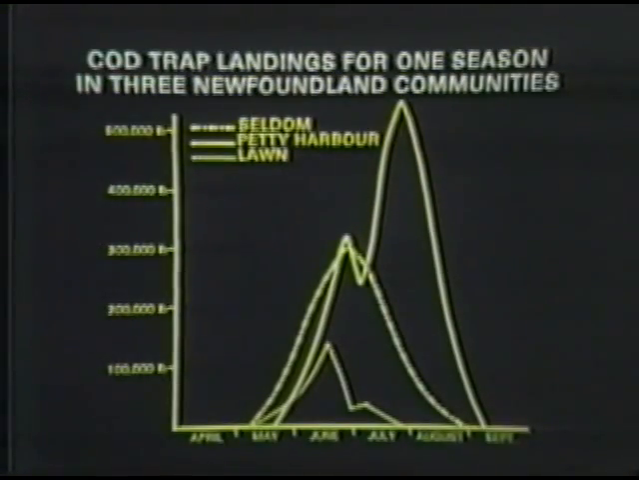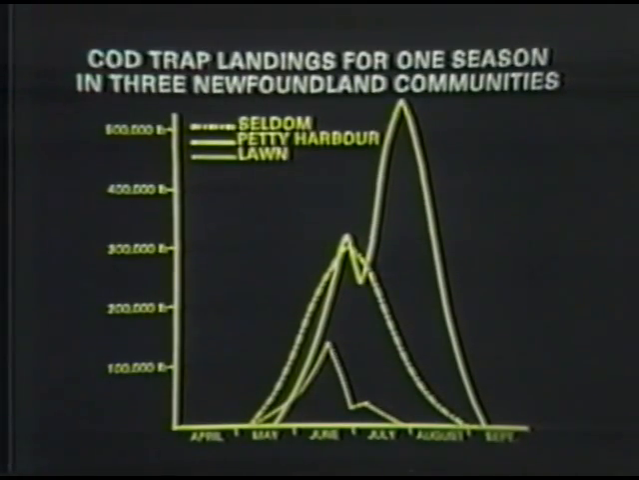The cod trap season is a short one, usually starting with a slow period of quite small catches in May or early June, peaking rapidly for a few weeks in June or July, and tapering off just as rapidly to another low catch period in August. The trap season occurs during the annual inshore cod migration.